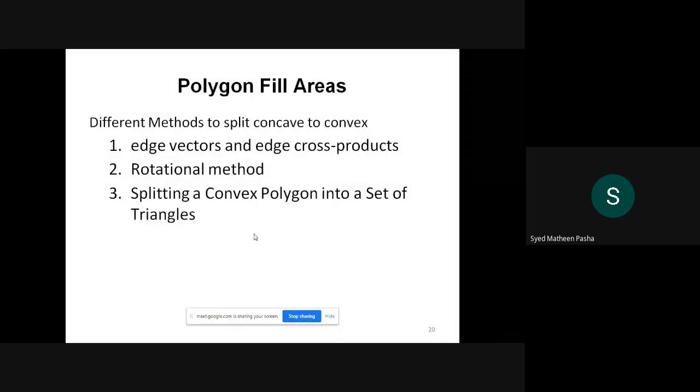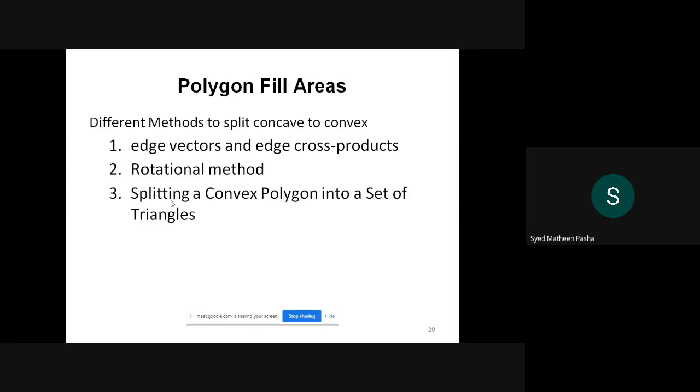Then we have different methods to split a concave polygon into convex polygons. As I told, if you have a concave polygon, you can represent it as n number of convex polygons. So we'll check out the different methods to split a concave polygon into convex polygons. The first method is edge vectors and edge cross products. The second is the rotational method. The third is splitting a polygon into a set of triangles. You need to remember all three methods, which are very important. The first is edge vectors and edge cross products.